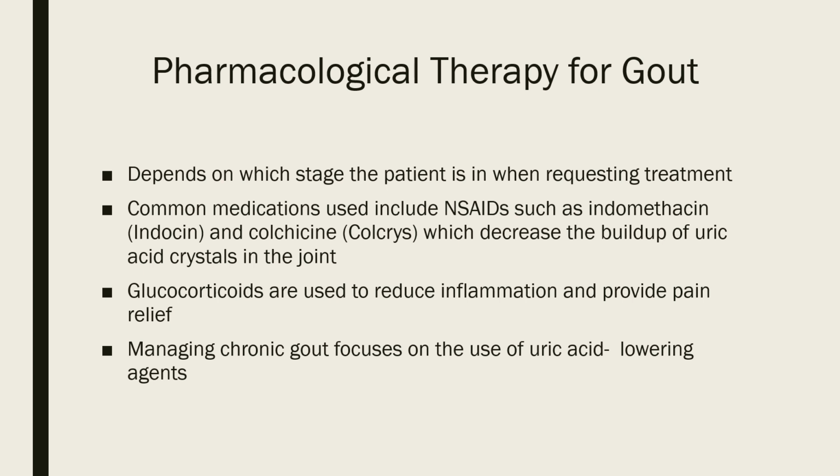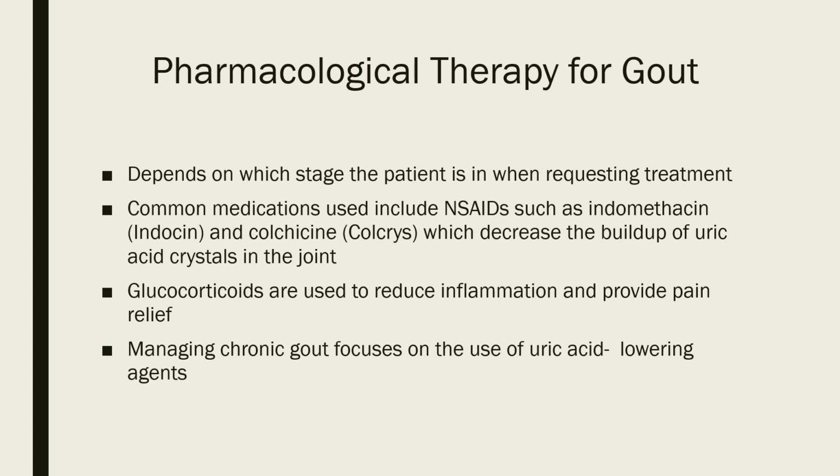So, pharmacological therapy will depend on which state the patient is in when they come in requesting treatment. Some common medications will include NSAIDs such as Indocin and colchicine, which will decrease the buildup of uric acid crystals in the joint. Glucocorticoids are used to reduce inflammation and provide pain relief.